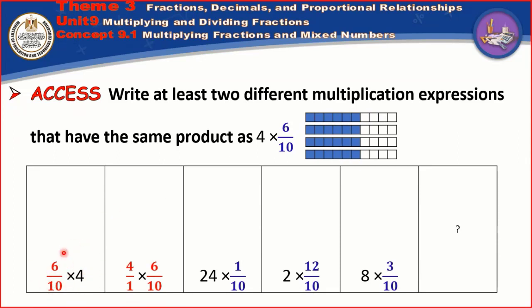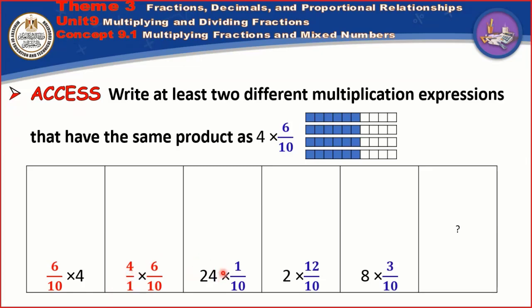Who can tell me what happened here? Here, 4 times 6 over 10. Here, 6 over 10 times 4. What is this property name? Can you remember? Excellent. Commutative property. I exchange, I switch the fraction in the first and the whole number in the second. I can write it as 4 over 1. Here is a whole number and here is a proper fraction. I exchanged the form of the fraction.